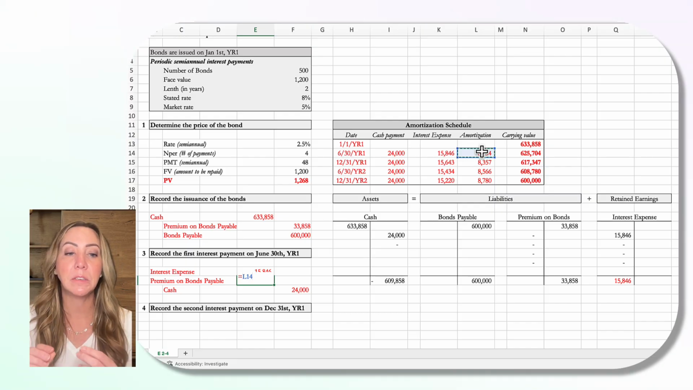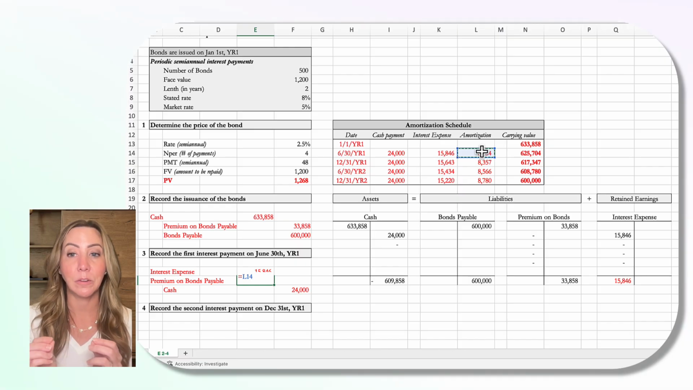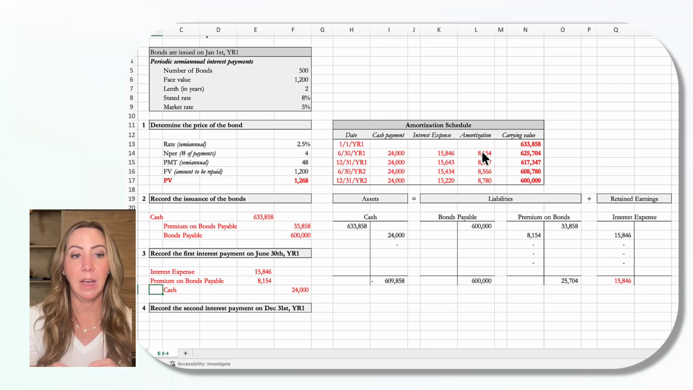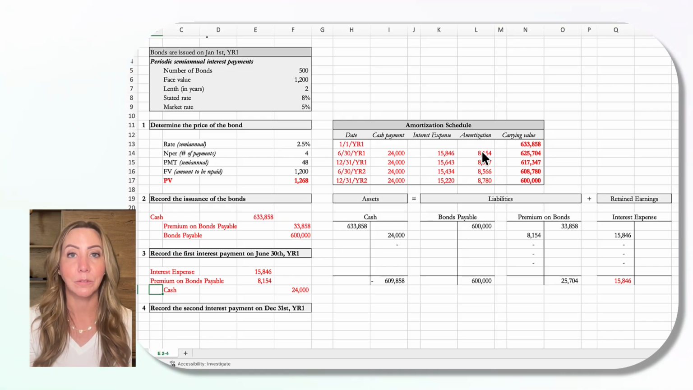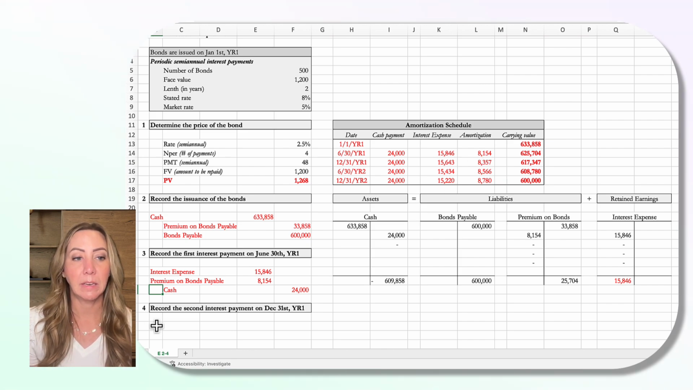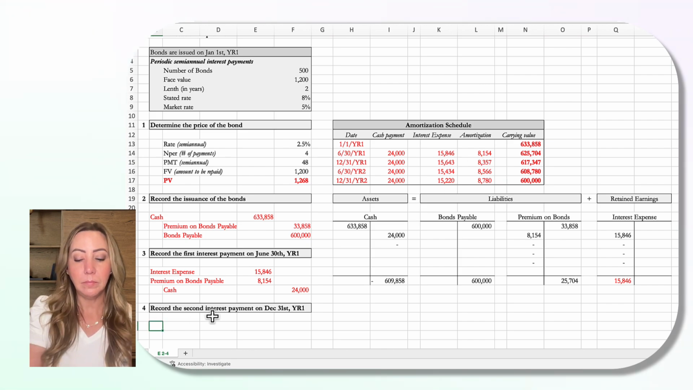So I'm effectively going to move some of this premium out of that account, that contra account, and into the interest expense account. But it's going to move into the interest expense account as a credit. So it's going to offset that $24,000 that I would have been debiting to interest expense without this adjustment. So now I'm actually debiting interest expense for $15,846 instead of $24,000. The premium offsets it.